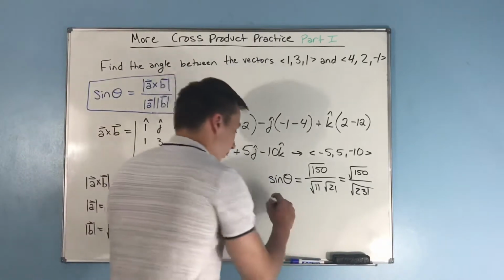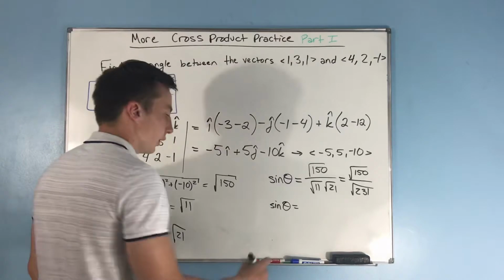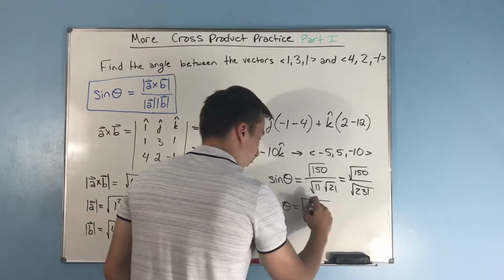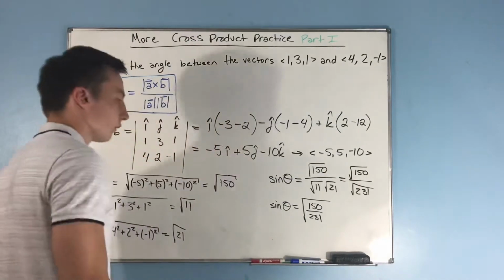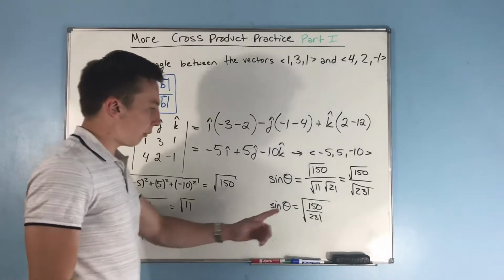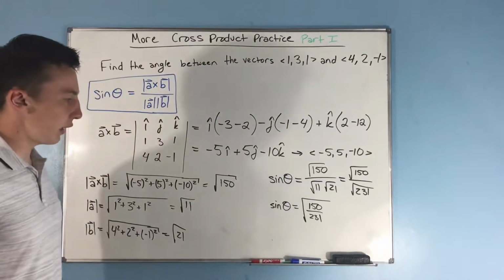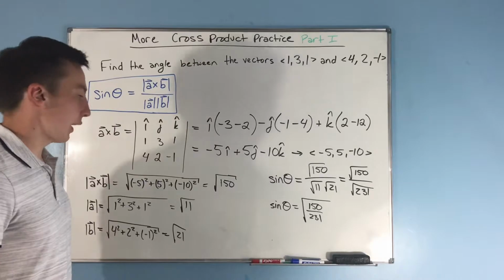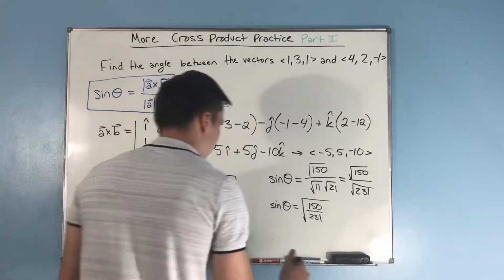Okay, and then you get sine theta is equal to rad 150 over 231. All right, and you probably can simplify that if you take maybe a 3 out. Let's see here. Yeah, actually that should work. But I'm not going to do that now because that's not the whole purpose of this.